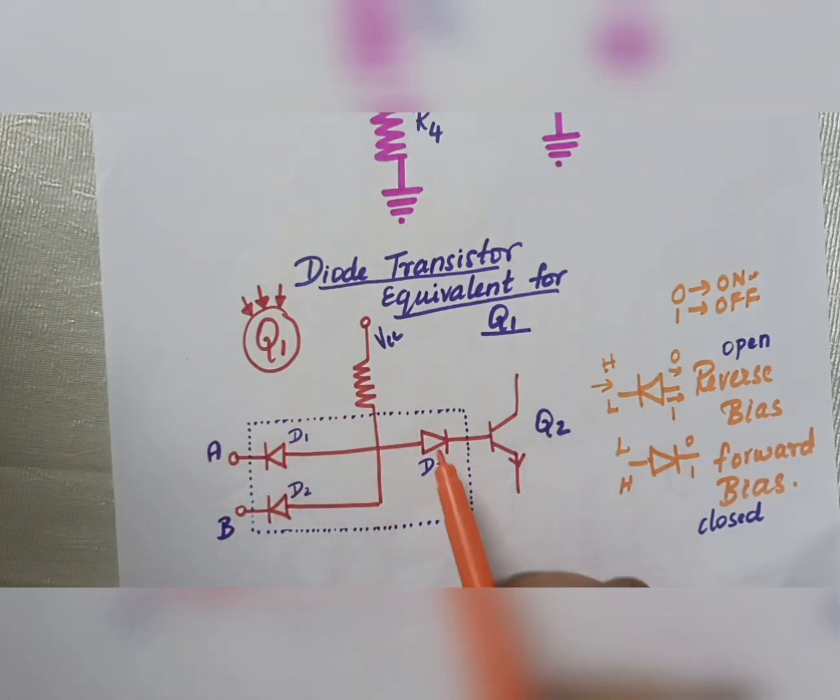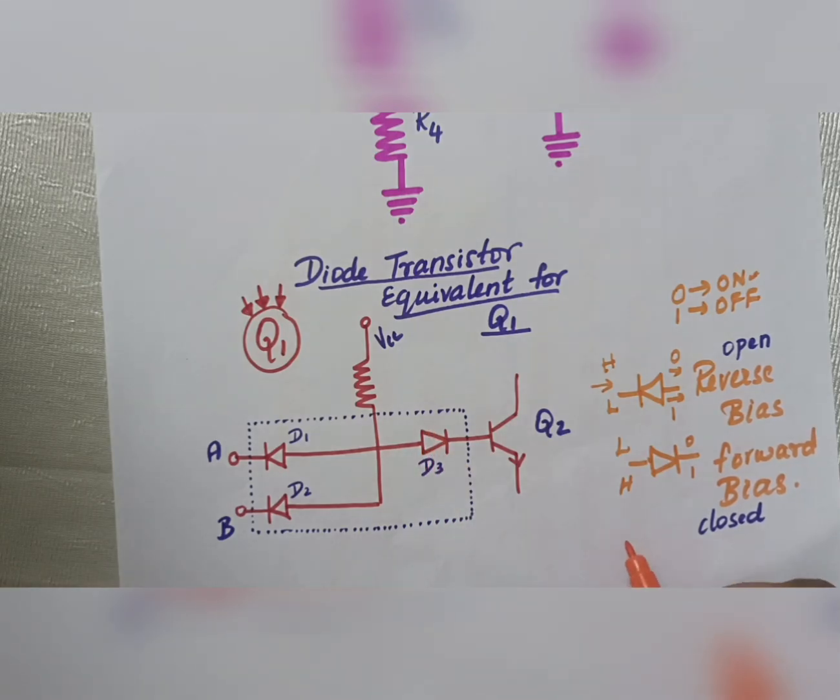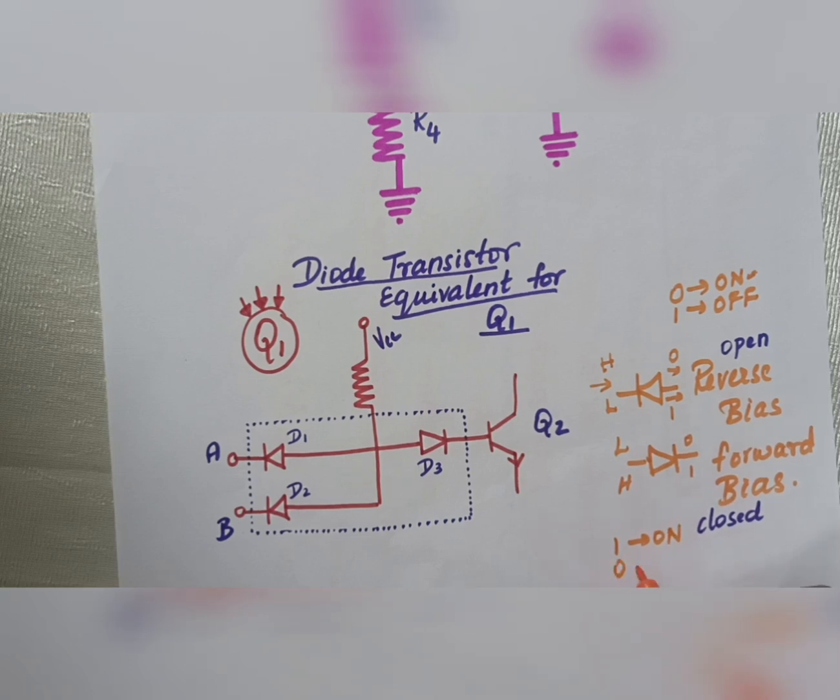Similarly, if I have 1, this will be closed, so my current can't flow through here and reach A. Similarly, in forward bias, what happens? In forward bias, if I have 1, then it is on. If I have 0, then it is off. High value means on, low value is off.